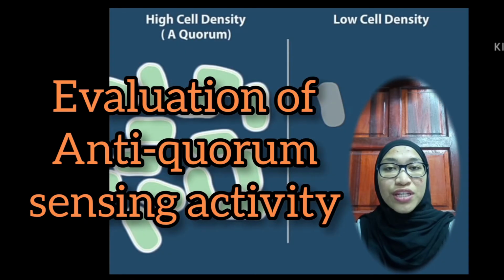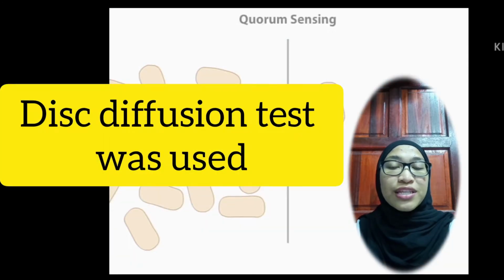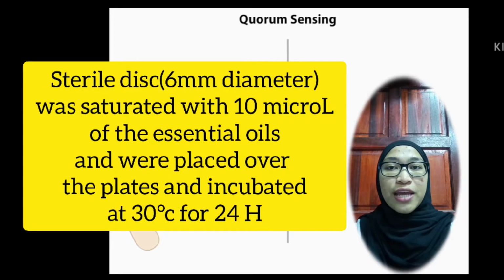Next is the evaluation of anti-quorum sensing activity. This diffusion test was used. For the first step, sterilized discs with 6 mm diameter saturated with 10 microliters of the essential oil were placed over the plates and incubated at 30 degrees Celsius for 24 hours.